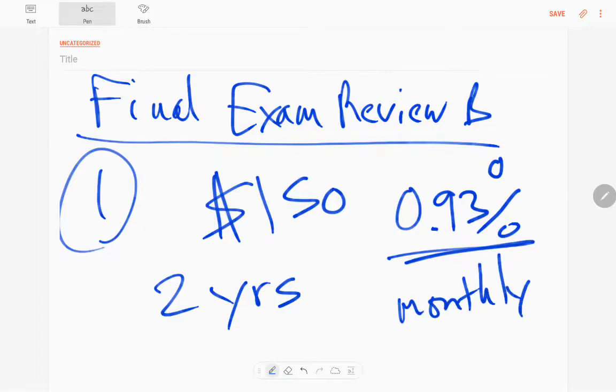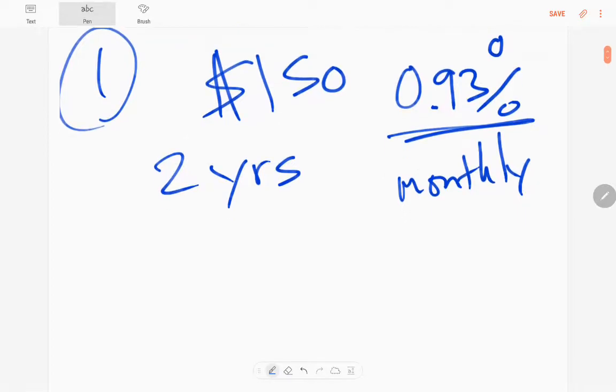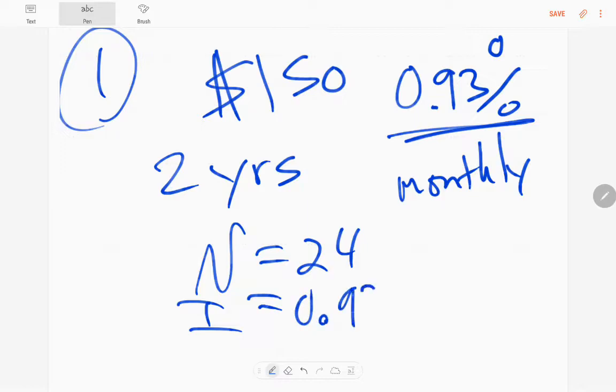All right. So let's go to the solver. And on mine, I go to Apps, Finance, Solver. But if you have the other calculator, just go to Menu, Finance, TVM Solver. So what about N? It's 2 years monthly, so N should be 2 times 12. Be careful with the I, it's actually 0.93 times 12.